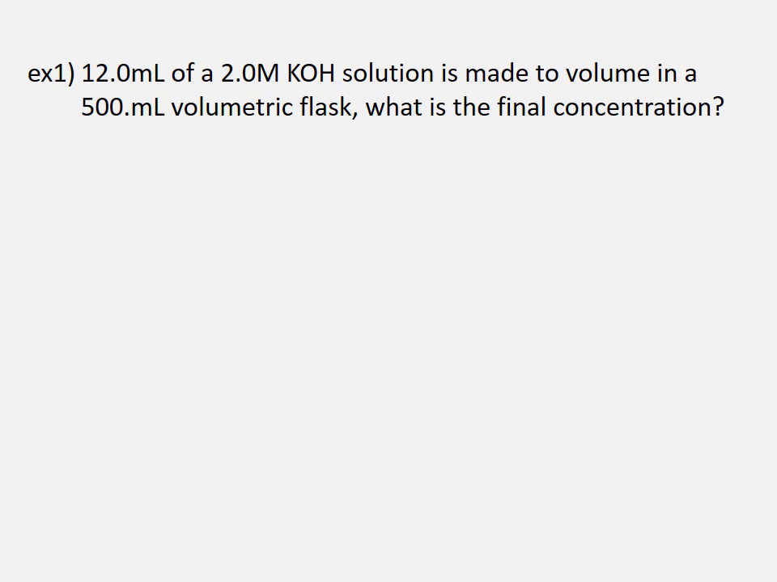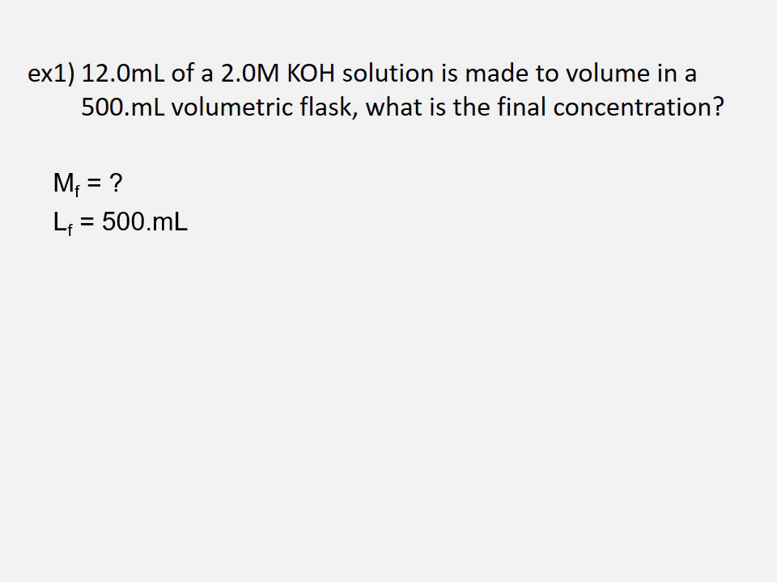Example 1. 12.0 milliliters of a 2.0 molar KOH solution is made to volume in a 500 milliliter volumetric flask. What is the final concentration? I'm looking for Mf. It told me I have a volumetric flask, and anytime I have a volumetric flask, that is a piece of glassware used to make a solution. And the volume of the volumetric flask is always the final volume. So since the volumetric flask is 500 milliliters, liters final will be 500 milliliters.